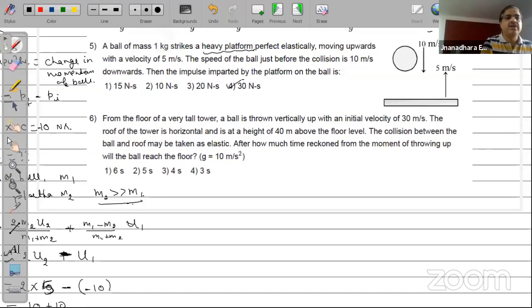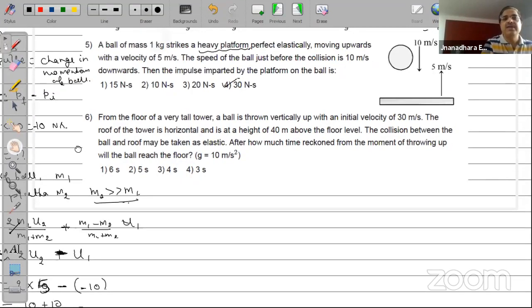Very interesting, isn't it? There are two parts in this problem. One is about the impulse. The other one is about the change in momentum, which has to be worked out in this way. But that formula really helped us in getting this answer.